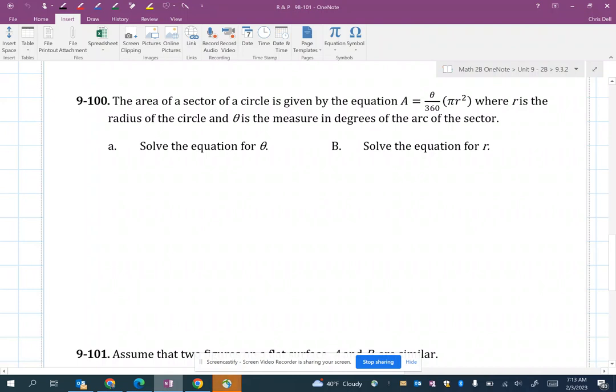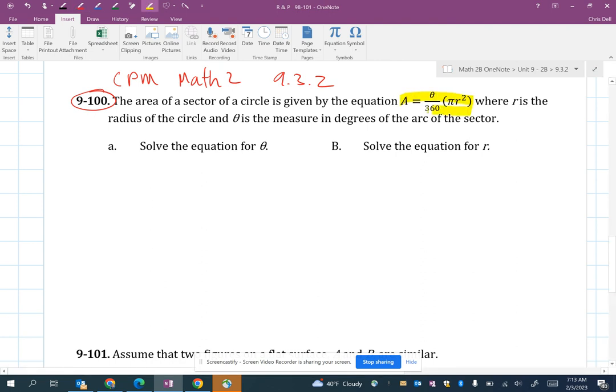Folks, Mr. Dell here. We are looking at a problem that has to do with a formula, and we're going to manipulate that formula algebraically to solve for certain variables within that formula. This is a problem that I'm taking from CPM's Integrated Math 2, section 9.3.2, number 100, so 9-100. It says the area of a sector of a circle is given by this equation.